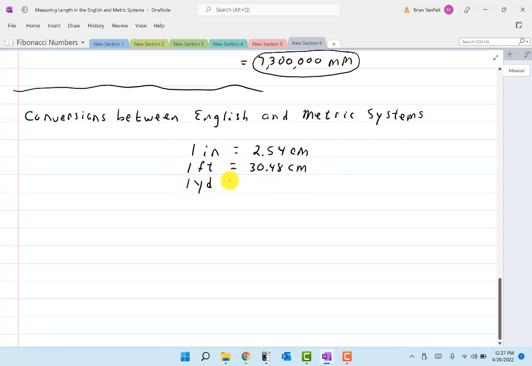1 yard is roughly equal to 0.914 meters. And 1 mile is approximately 1.609 kilometers. So these first two are exact. They're by definition. The second two are approximate.